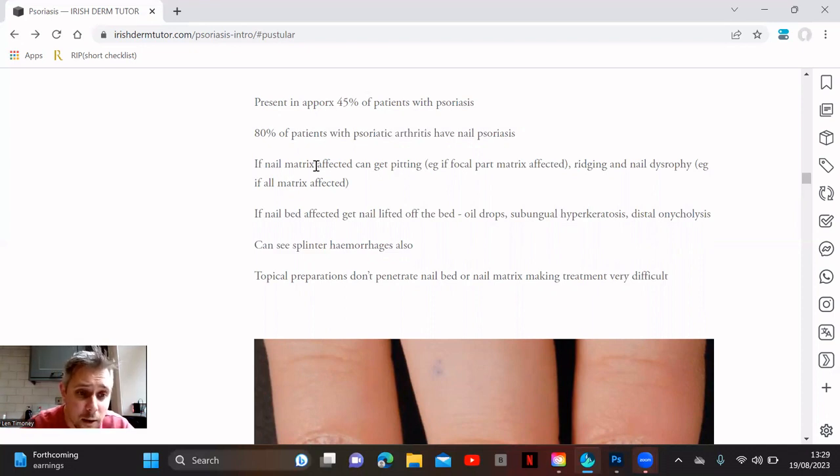And unfortunately, nail psoriasis is very difficult to treat. The topical preparations we use don't really penetrate the nail bed or nail matrix, so it can be quite frustrating to treat.